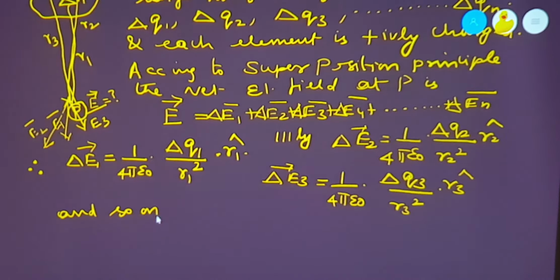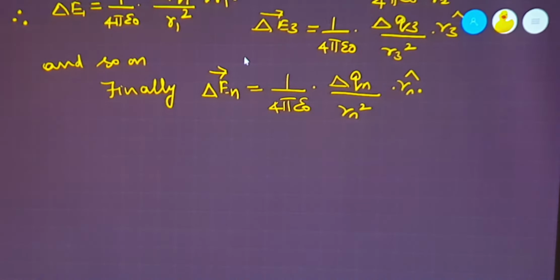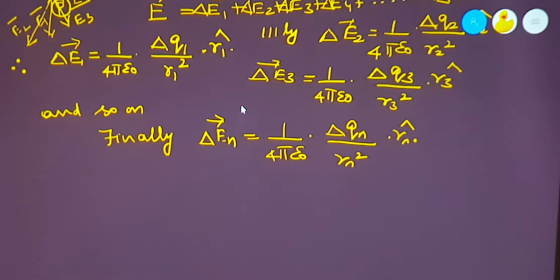If it is going on like this, finally I can write the value for delta En. What is that value? Delta En is 1 by 4 pi epsilon 0 delta Qn by Rn square into Rn cap. Clear? Now I have individually written what is given for each and every basic quantity.